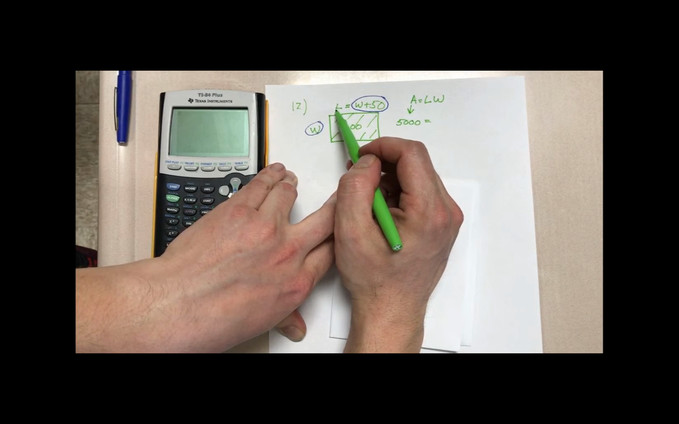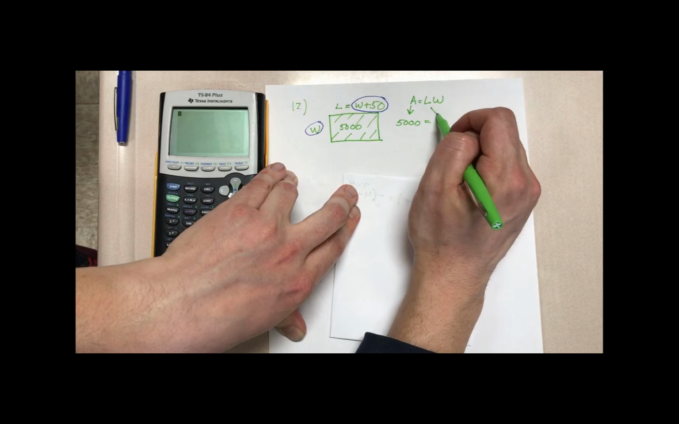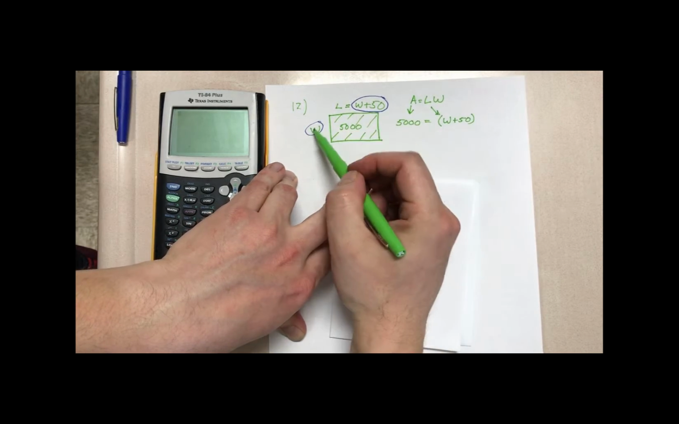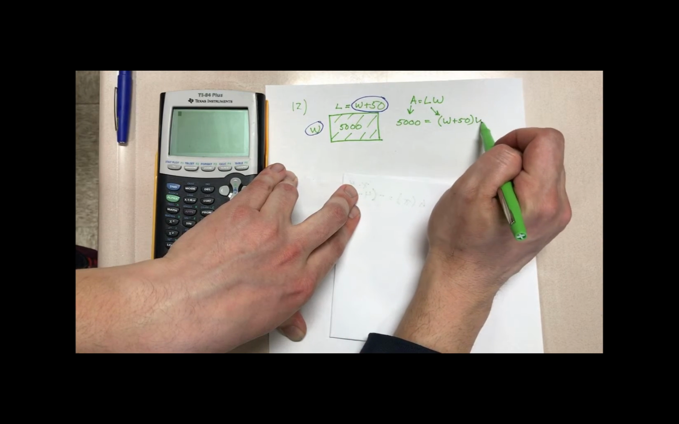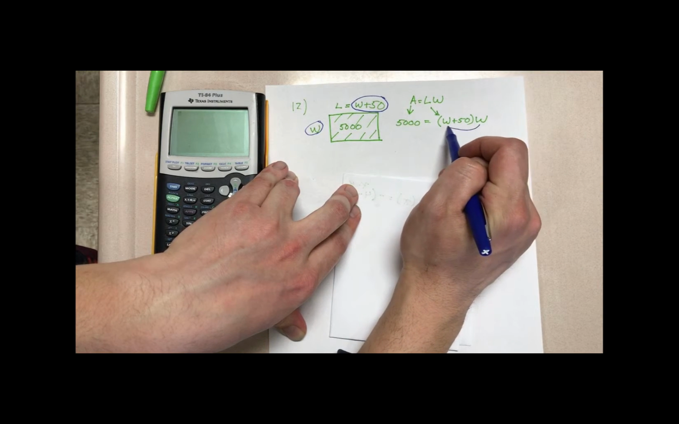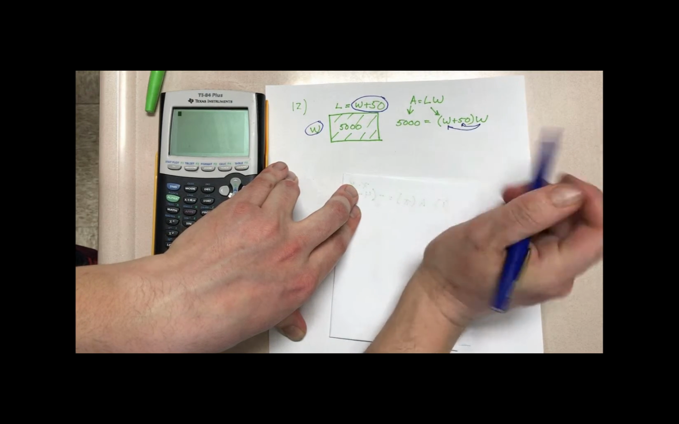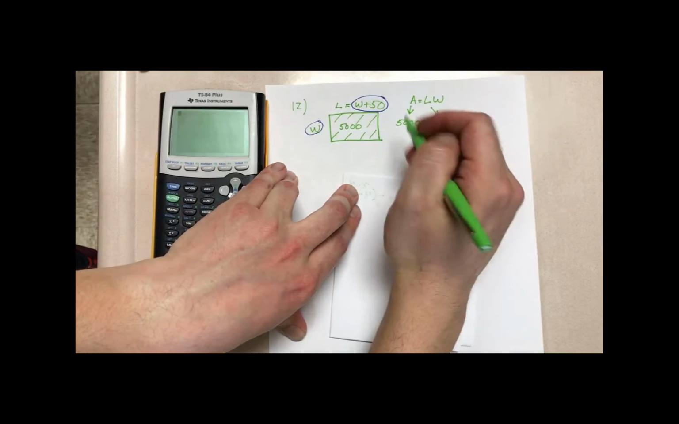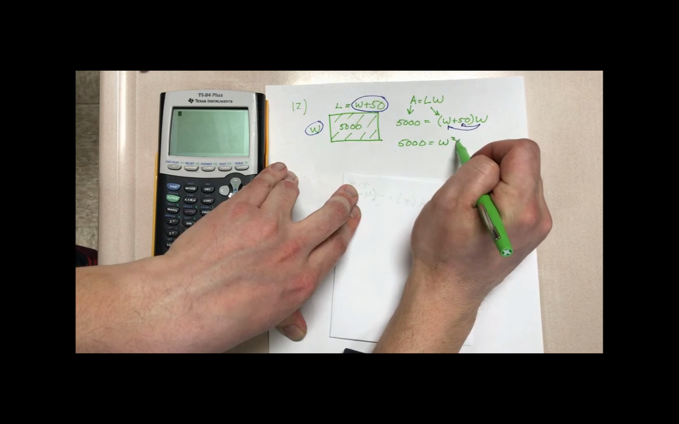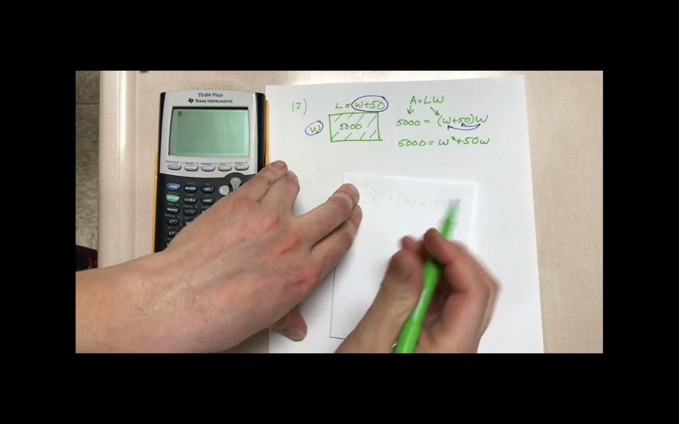Length, we're not going to use L anymore. We're going to use W plus 50. So that length is going to become W plus 50. And our width, that is the one that we're using, so it's going to end with a W. Don't forget, even though the W is on the right end of it, we still have to kind of reverse distribute this thing here. Boom, boom. And we'll get 5,000 equals W squared plus 50W.